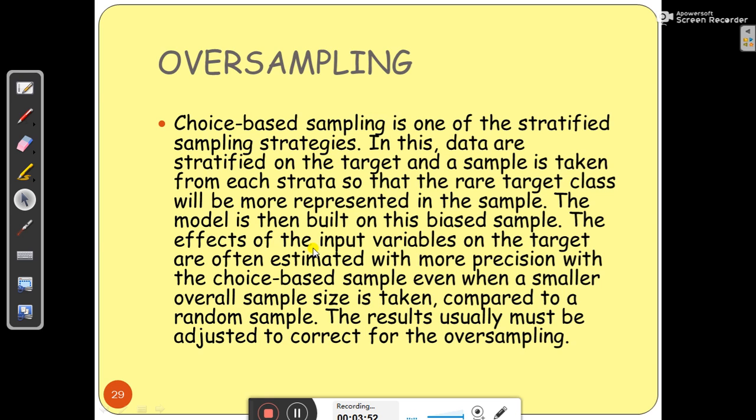The results usually must be adjusted to correct for the oversampling. So in that way, the results usually must be adjusted to correct for the oversampling. So to tackle the oversampling, we can go for choice based sampling.